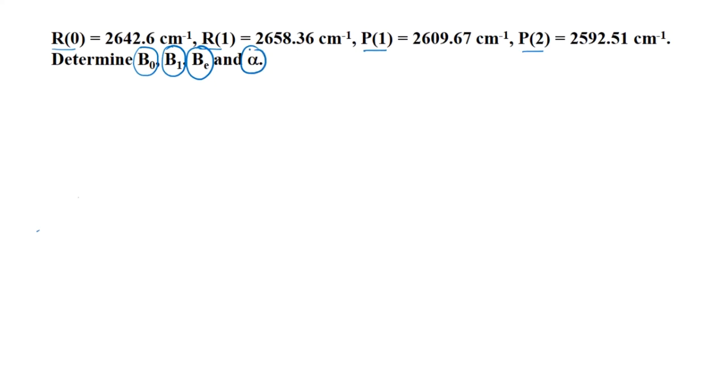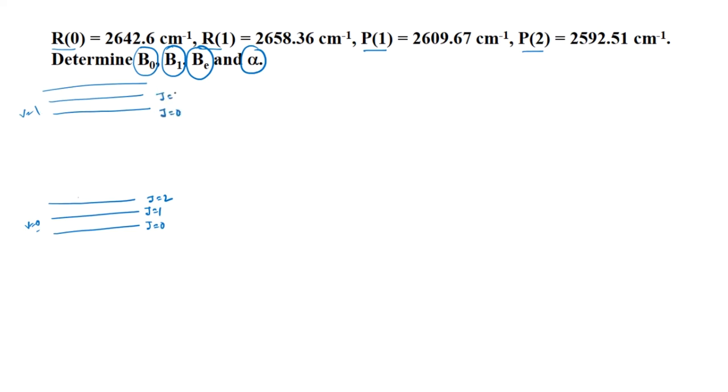To understand properly what these R0, R1, P1 and P2 are, let us draw the energy levels. Let us say this is V equals 0, with J equals 0, J equals 1, J equals 2, and these energy levels are for V equals 1, with J equals 0, J equals 1, J equals 2. Now let us draw the first transition, that is R0. R0 starts from J equals 0, V equals 0 and ends at J equals 1, V equals 1. So, this is my R0.